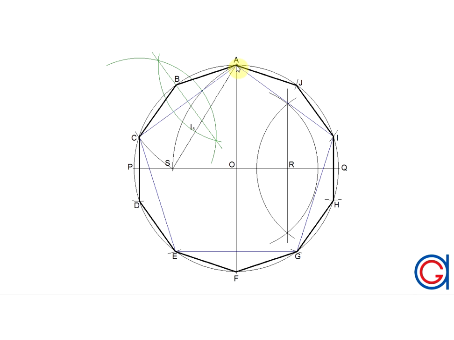And remember that we can use this method to duplicate any polygon to double its amount of sides. So here you have a regular decagon inscribed in a given circumference.